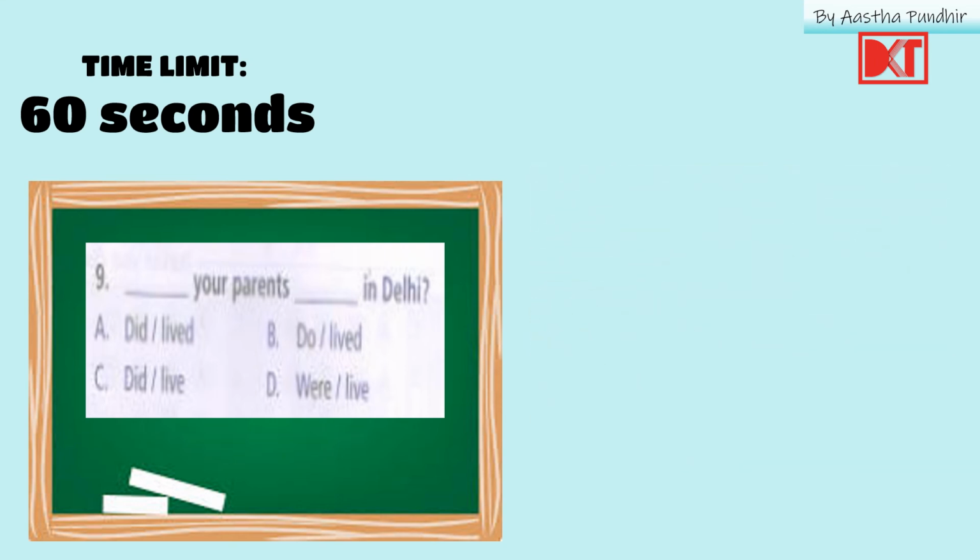Okay, here: dash your parents dash in Delhi. Here we will be forming simple past. Did lived, do lived, did live or were live. Here the correct answer is C. Did your parents live in Delhi? Again with did we use the V1 form. Why V1? Because did is already conjugated in the past tense. So did your parents live in Delhi? C.